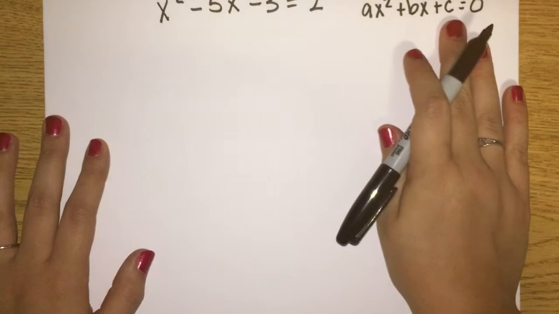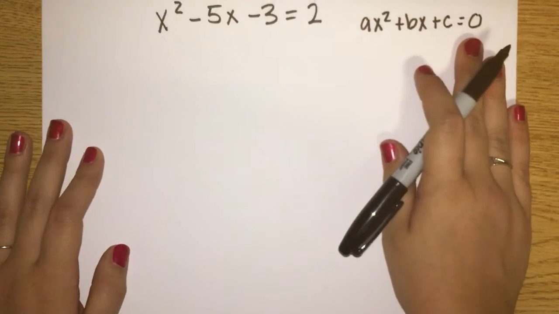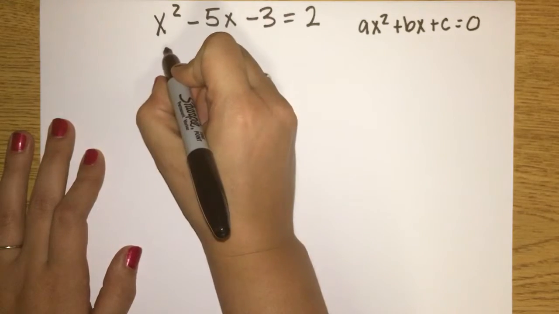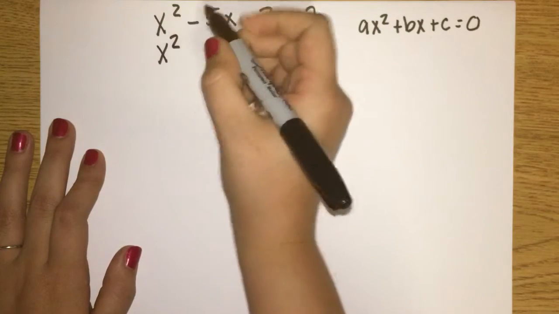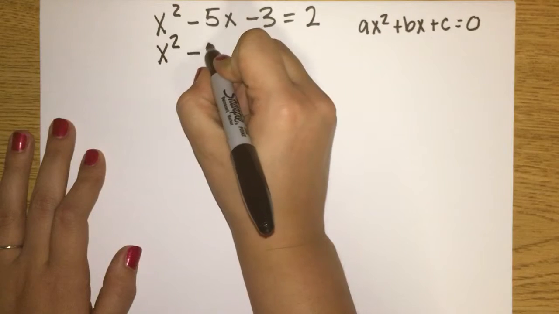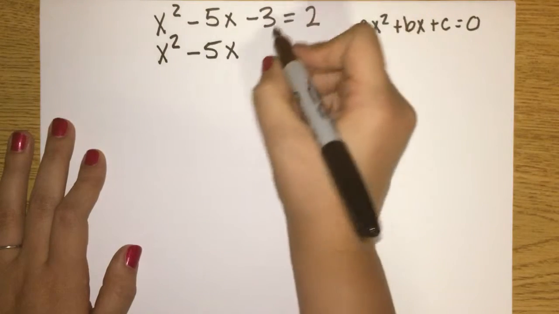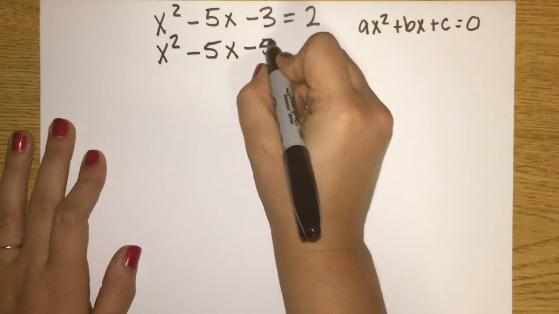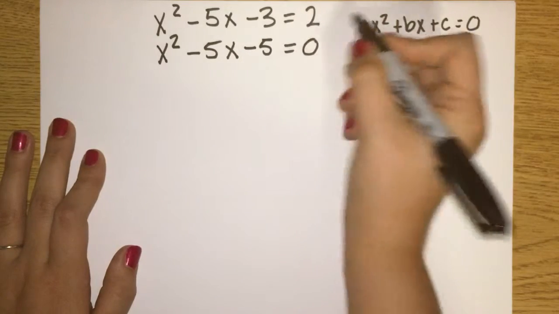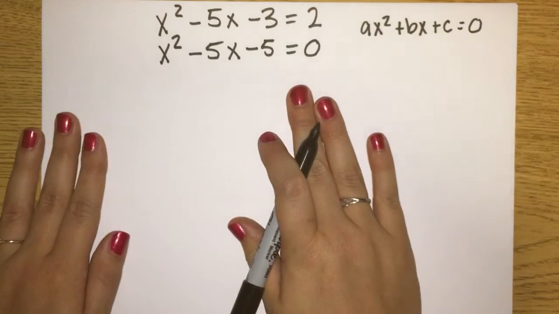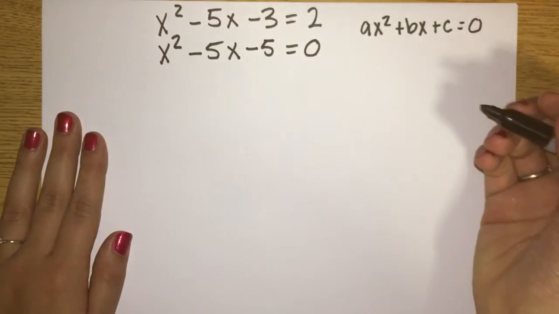So since we need our quadratic equation to equal 0, we are going to want to move this 2 over to this side. So we are going to subtract the 2, and so we will get x squared minus 5x. And if we do negative 3 minus 2, it will give us negative 5, which equals 0. So in order to solve this quadratic equation, we need the quadratic formula.